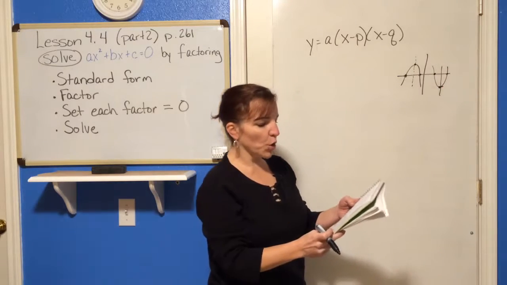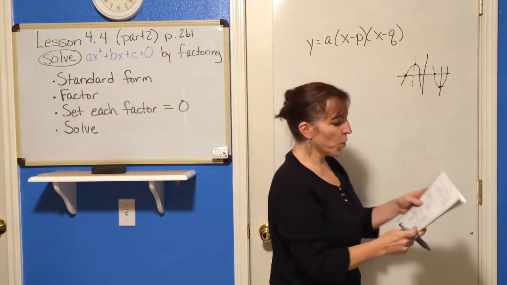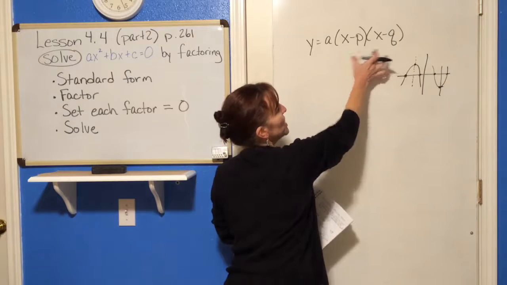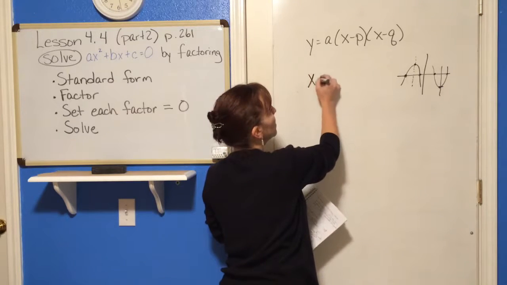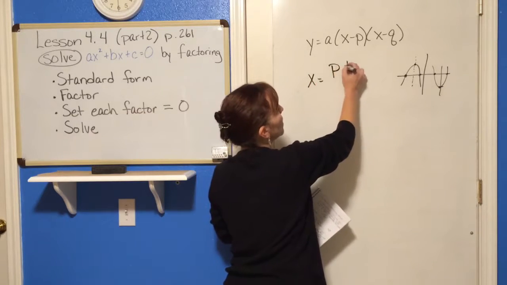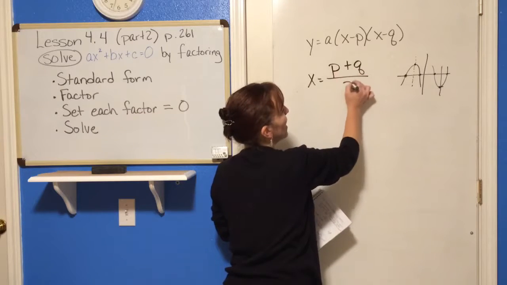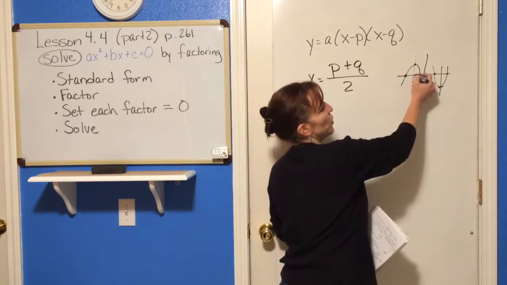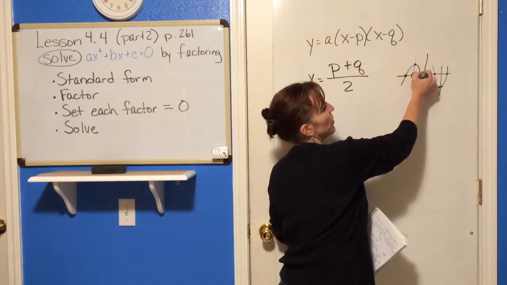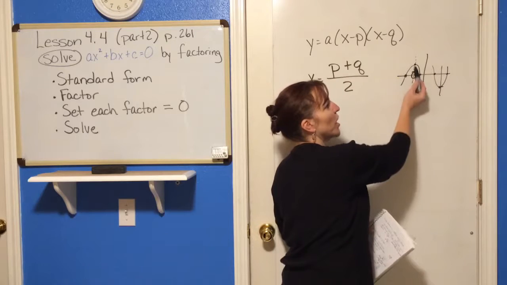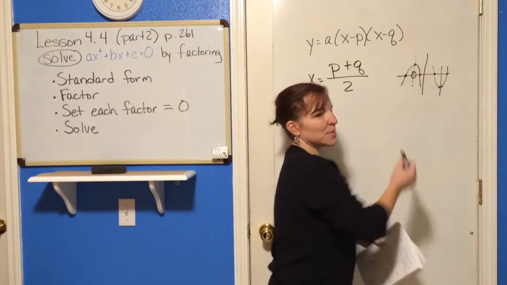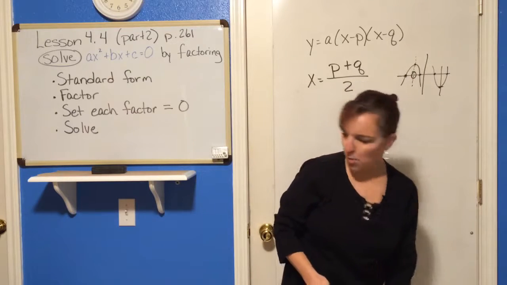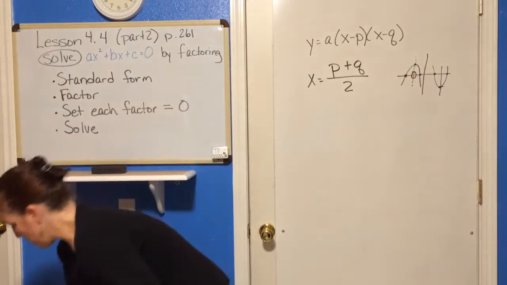All right, so what we're going to do is this. If these are your zeros, if you take your zeros and add them together and divide by 2, then that's going to give you this value here, which is the place where your parabola will be at its maximum. All right, so let's do a problem that involves maximums.